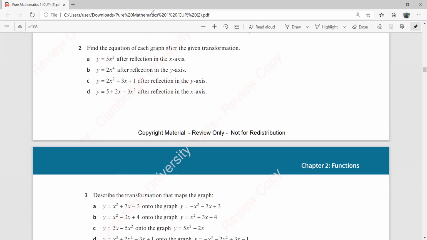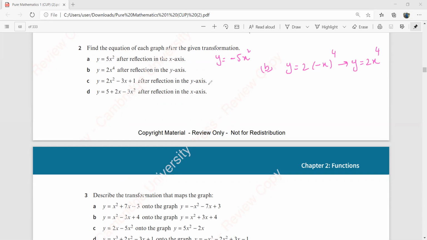The second question says, find the equation of each graph after the given transformation. This is y is equal to 5x squared after reflection in the x-axis. So you basically have to write it as y is equal to minus 5x squared. Okay. Y equal to 2x to the power 4 after a reflection in the y-axis. So this b part would be y is equal to 2 into minus x to the power 4, which keeps it the same. The equations are the same.